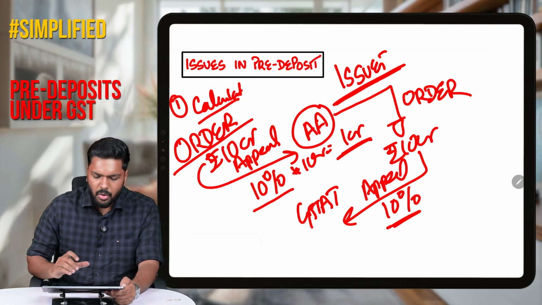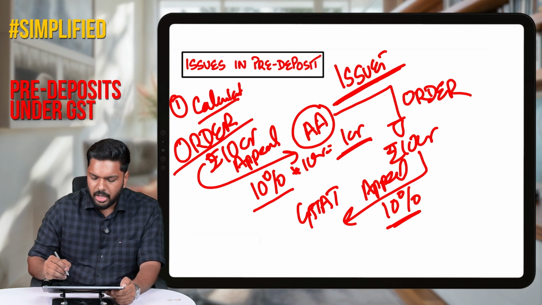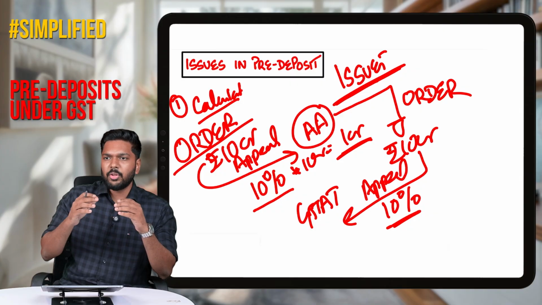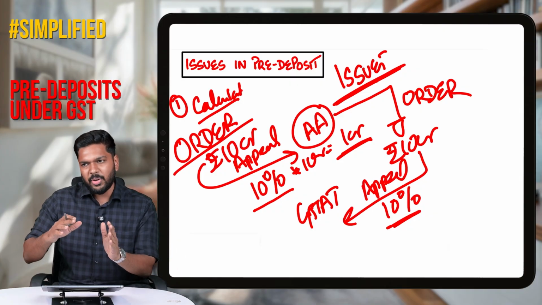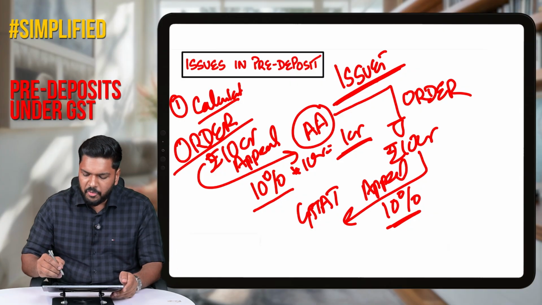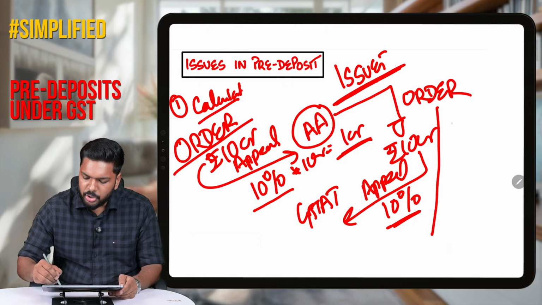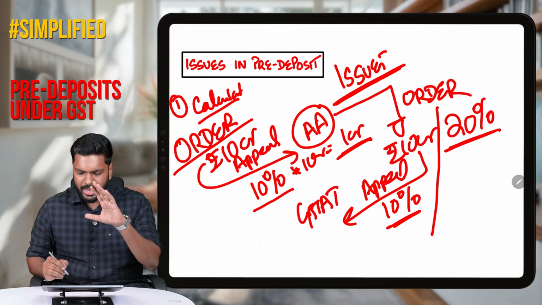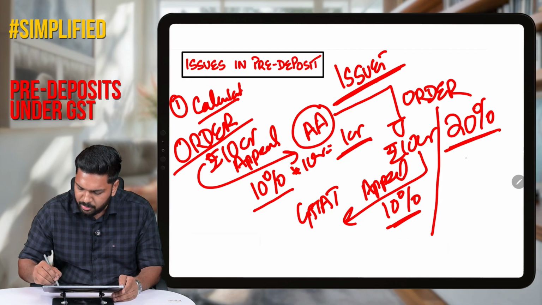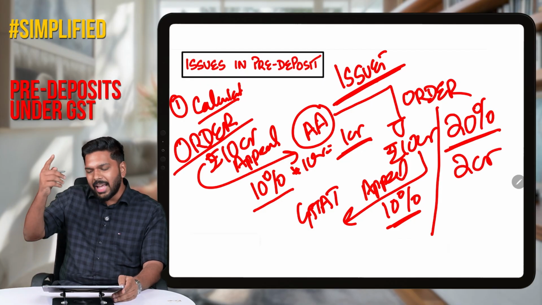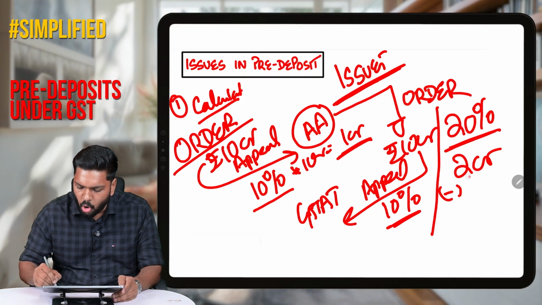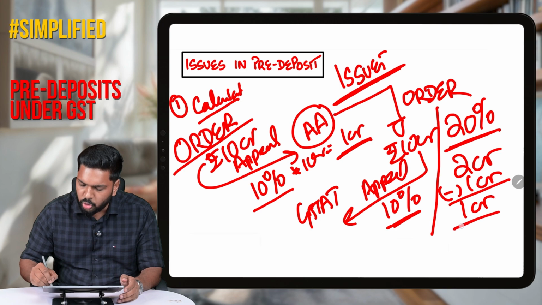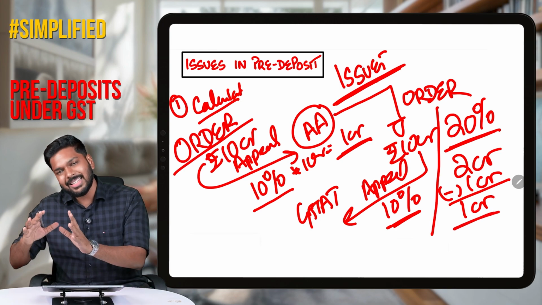Now, here one important thing to understand is that although the law states that 10% should be the pre-deposit at the first level, that is when you go to the appellate authority, and 10% when you go to the GST Appellate Tribunal, for the purpose of calculation, you calculate 20% of the disputed GST amount. In this case, 20% of 10 crore, which amounts to 2 crore rupees. And from that amount, you reduce the pre-deposit that you already paid in the first instance, which is 1 crore. So only the remainder of 1 crore rupees is what you have to pay as pre-deposit at the second level.